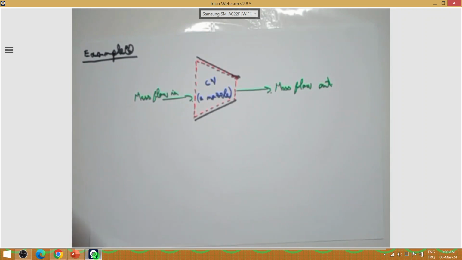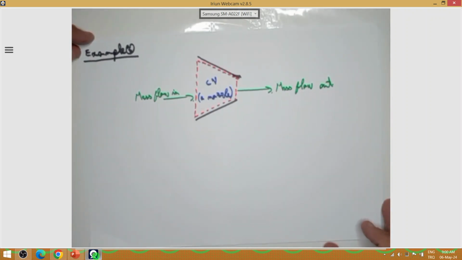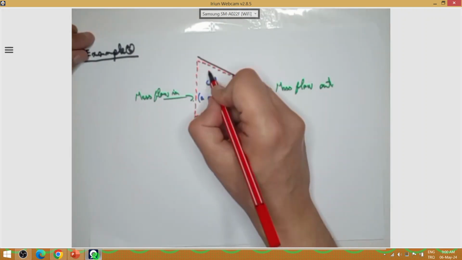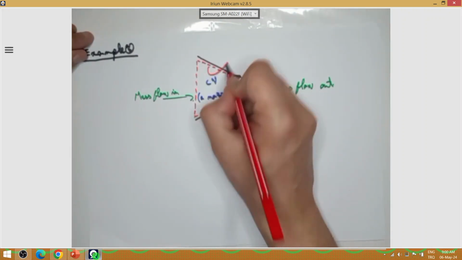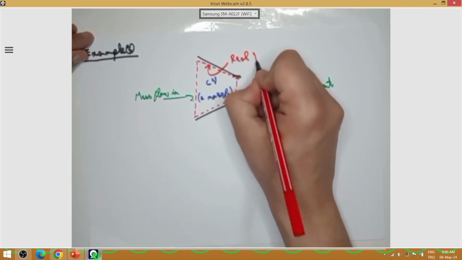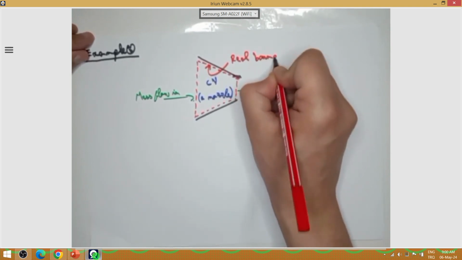Also, in terms of boundaries, in this control volume or open system, we have a real boundary and we have an imaginary boundary. So this one we call the real boundary.